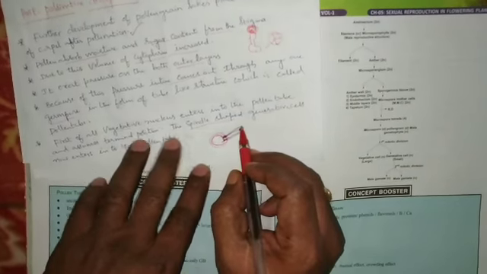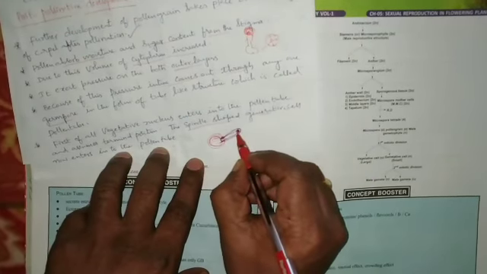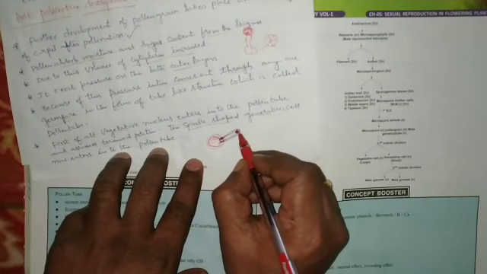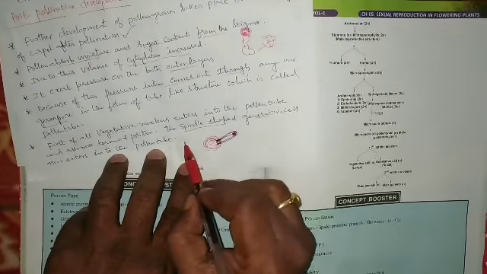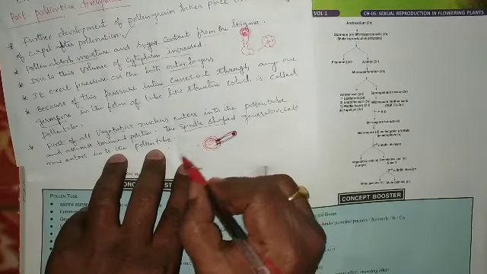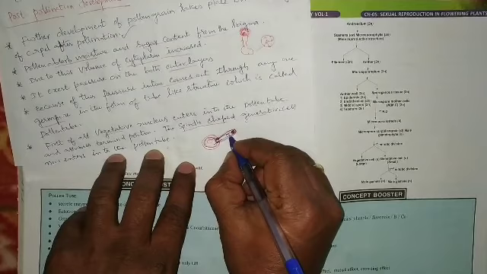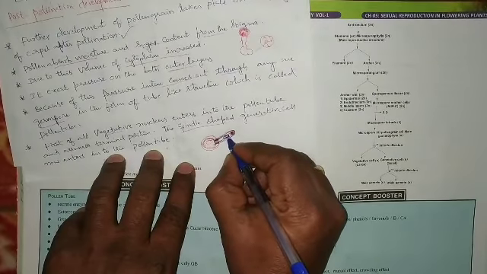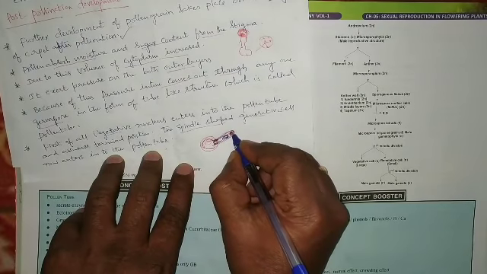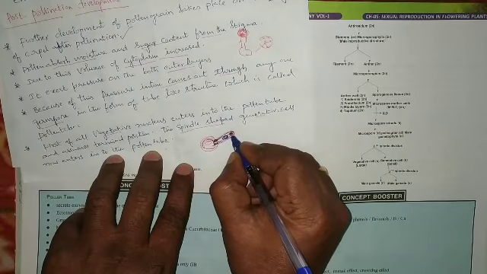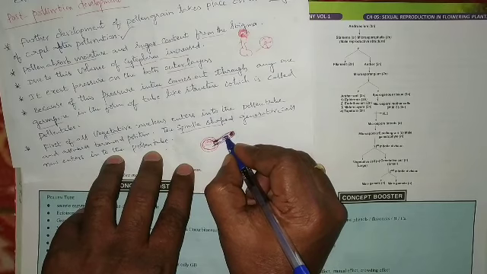So what happens here? First of all, the vegetative nucleus enters the pollen tube and is located at the tip of the pollen tube. Now the spindle shaped generative cell enters the pollen tube. In this condition the pollen tube has one vegetative cell and a generative cell, with the vegetative cell at the tip and the generative cell behind it in the pollen tube.